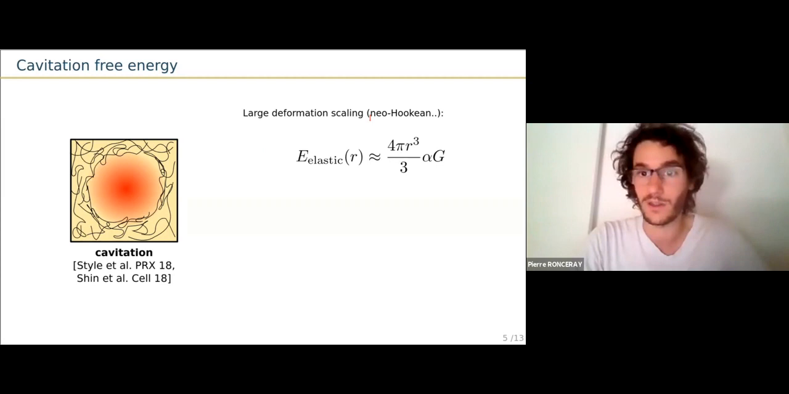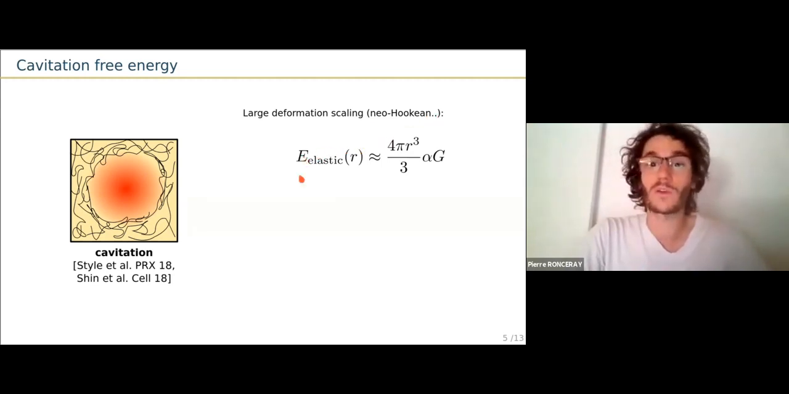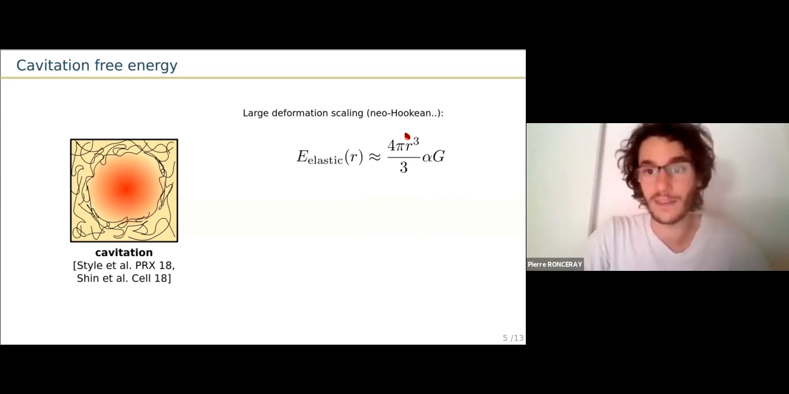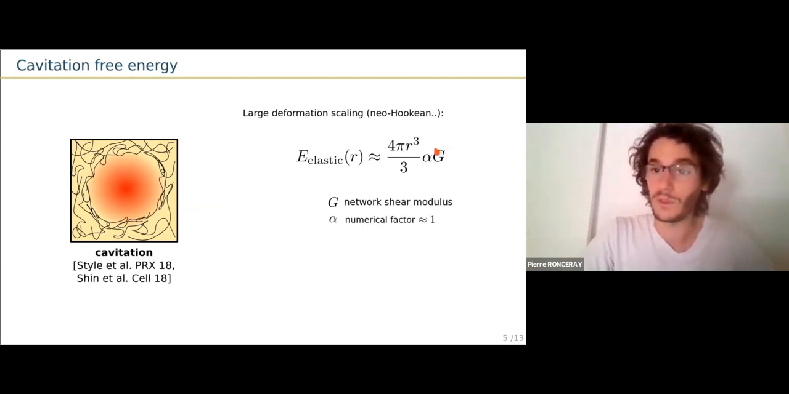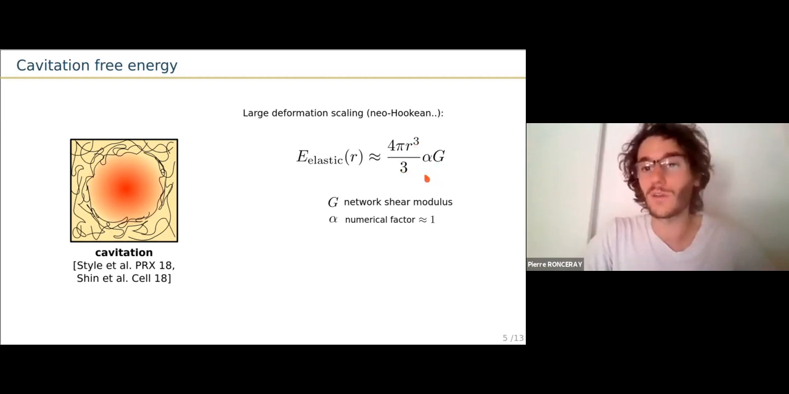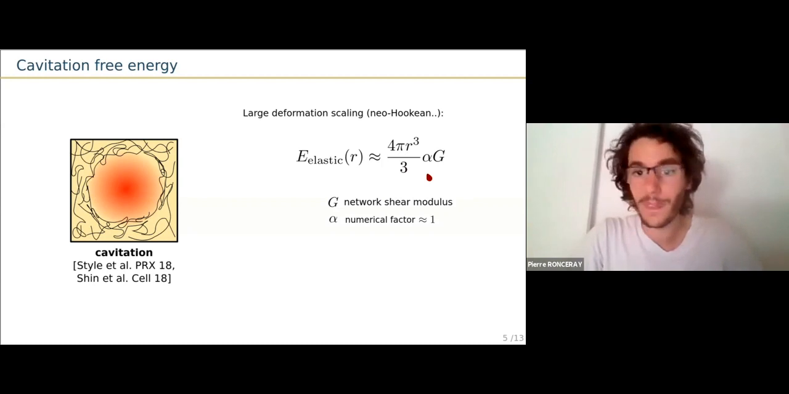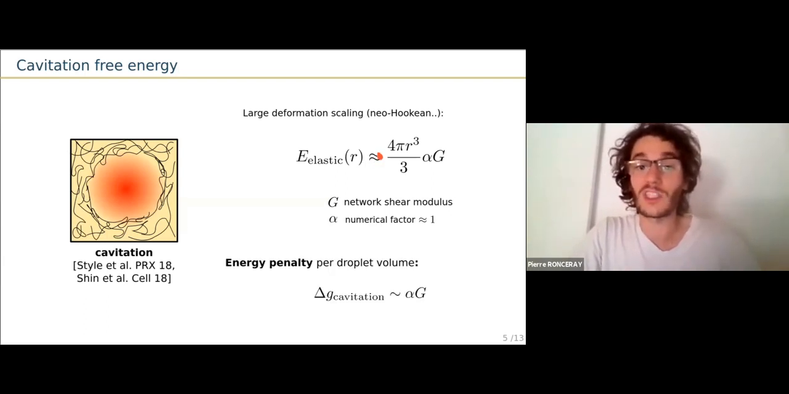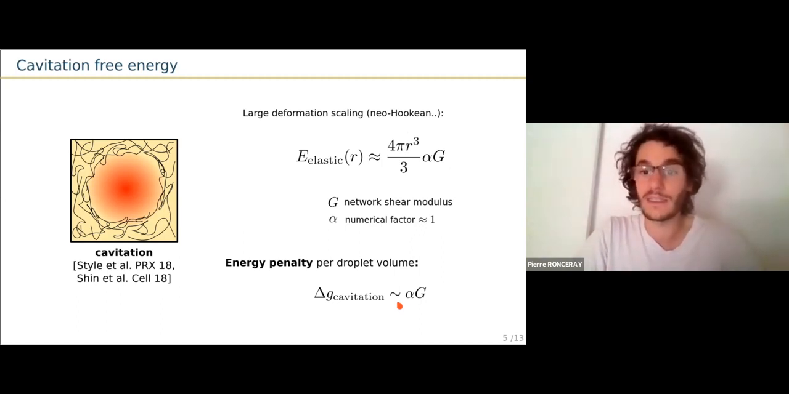And so we need a theory for nonlinear, for large deformation elasticity. And the simplest such theory, which is well observed in simple polymer networks, is the Neo-Hookean mechanism, for which the elastic cost of creating such a cavity is proportional to the volume of that droplet times the shear modulus of the network times a numerical factor that is of order one. For incompressible Neo-Hookean material, for instance, it's 2.5. So what this means is that in terms of energy penalty per droplet volume, it's a constant. If you divide this by the volume of the droplet, the free energy cost induced by the elastic network is simply alpha g, so it's proportional to the network shear modulus.